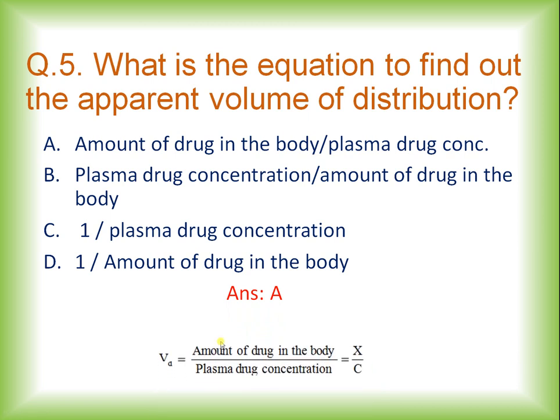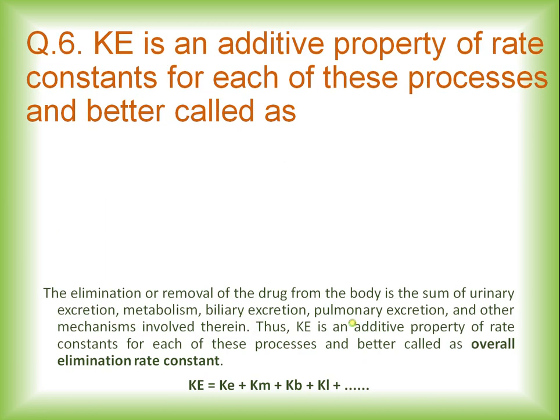So this is the formula by which you can calculate the Vd, that is Vd is equal to amount of drug in the body divided by plasma drug concentration. So option A is the right answer, that is amount of drug in the body, denoted by capital X, divided by plasma drug concentration, which is denoted by capital C. So please keep this formula in your mind, that is Vd is equal to X divided by C, which is nothing but amount of drug in the body divided by plasma drug concentration.